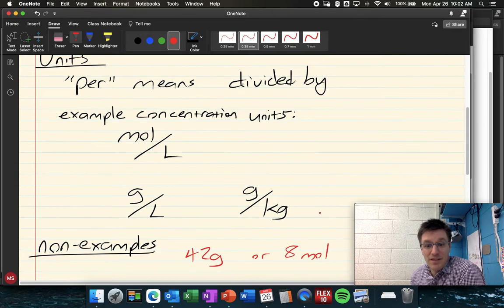Okay, so that's it. That's the basic idea behind concentration.